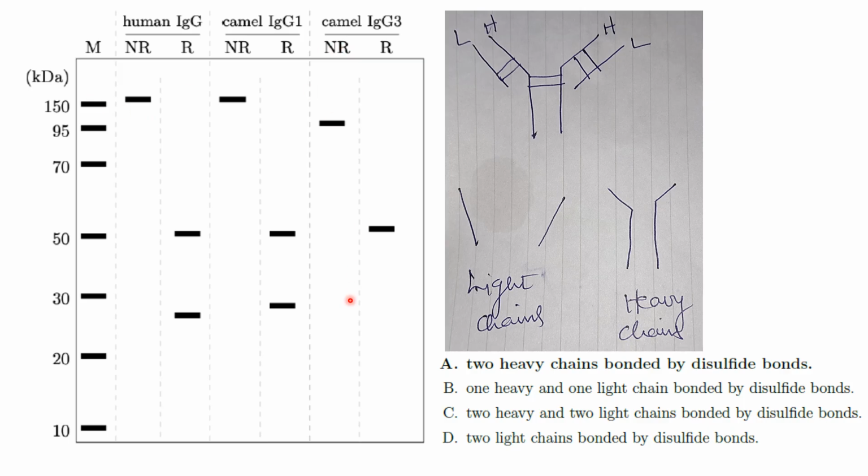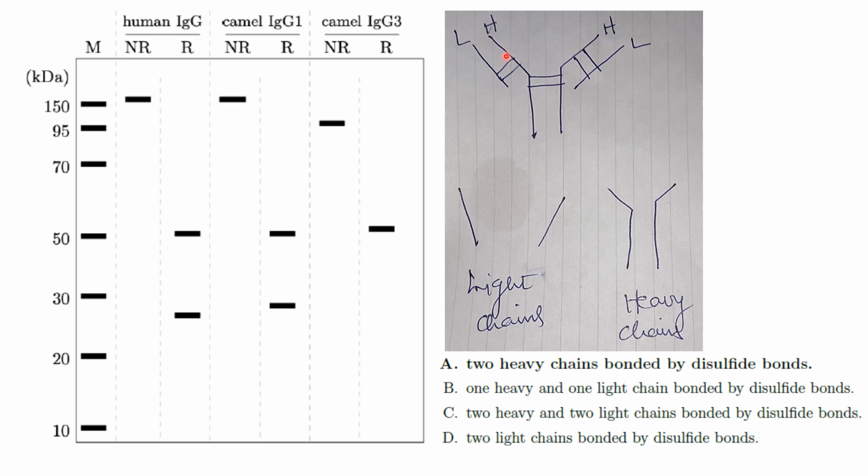So this is the gel. This is the molecular weight marker. NR means without any reducing agent, and R means the presence of reducing agent. So human IgG, camel IgG1. They have already mentioned in the question that they are almost similar, but camel IgG3 is different from human IgG.